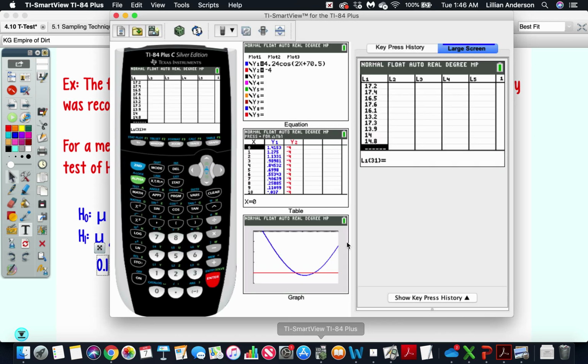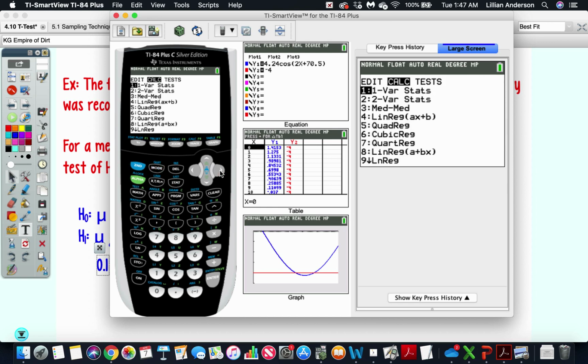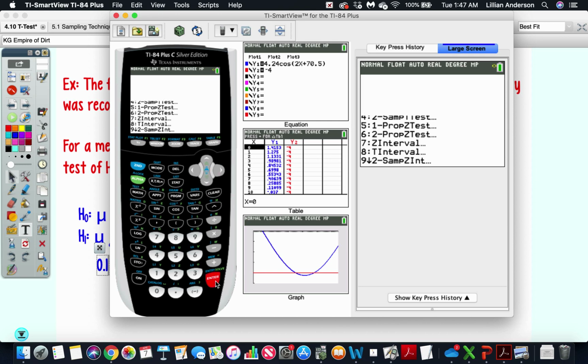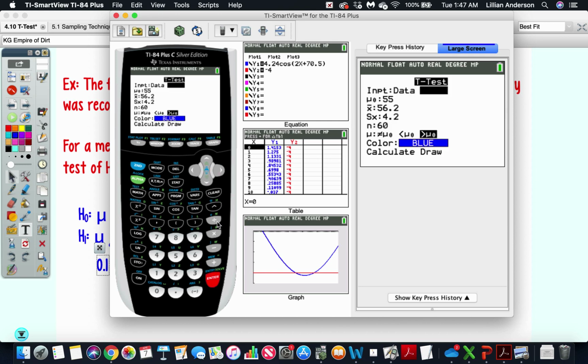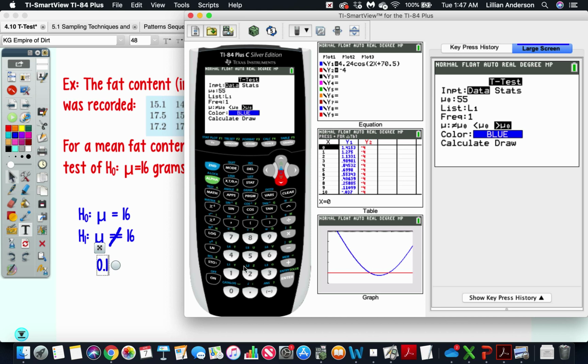In this case, since we do have data here, that means we're going to need to type all of our data into L1. So I've already typed my 30 pieces of data into L1. We're going to quit out of that, and then go back to stat, over to test, and then down to t-test. Since this is data and not statistics here, we're going to make sure that data is highlighted. So we're going to click enter. And if you notice the options underneath change, we have our mu sub 0, which represents the 16 grams. All of my data is in L1, so I don't have to change that.